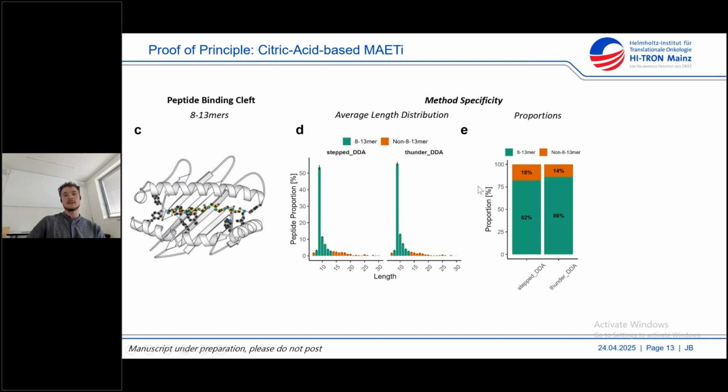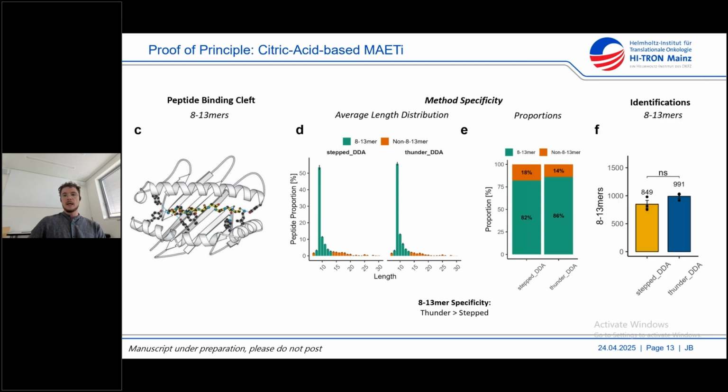Okay, remember I said those peptides are typically in the range of 8 to 13 amino acids. So for us, it's also interesting to take a look at the length distribution of peptides that we enrich with our methodology. What we can see here is that, irrespective of the method we used, we had a nice length distribution with the apex at 9 amino acids, which is usually to be expected for HLA class 1 ligands. Also, the proportion of 8 to 13 mers was really high, with slightly higher 8 to 13 mers for Thunder compared to the step polygon. Overall, this yielded, on average per 50,000 cells, almost 1,000 8 to 13 mers using Thunder DDA-PASEF.